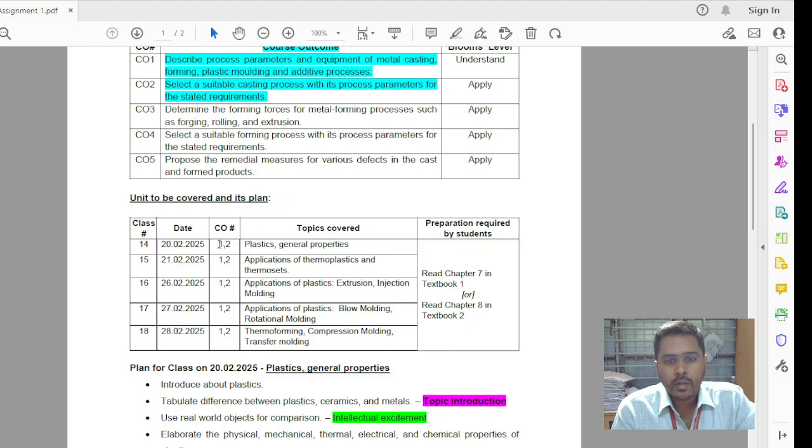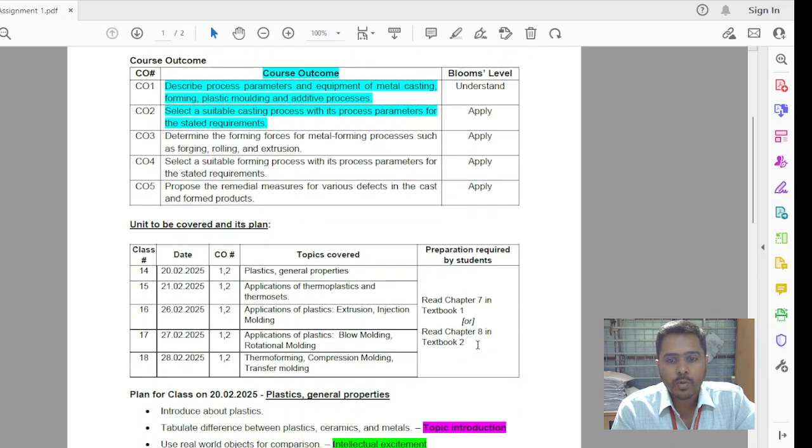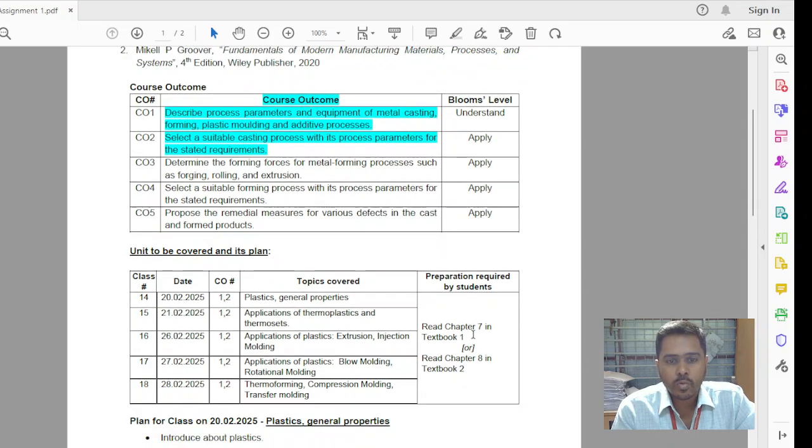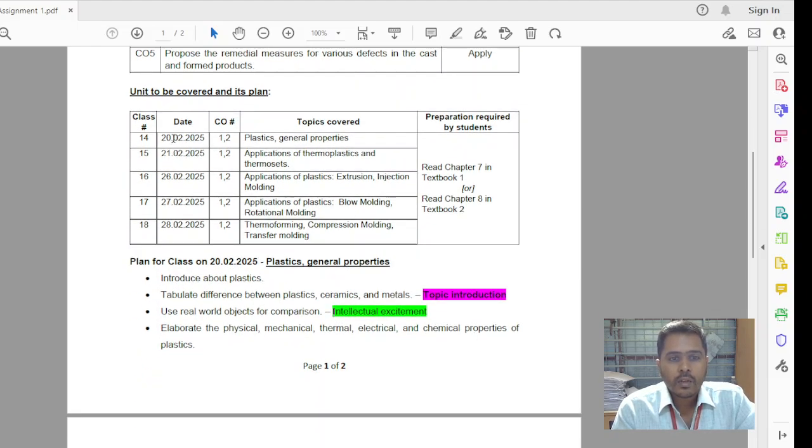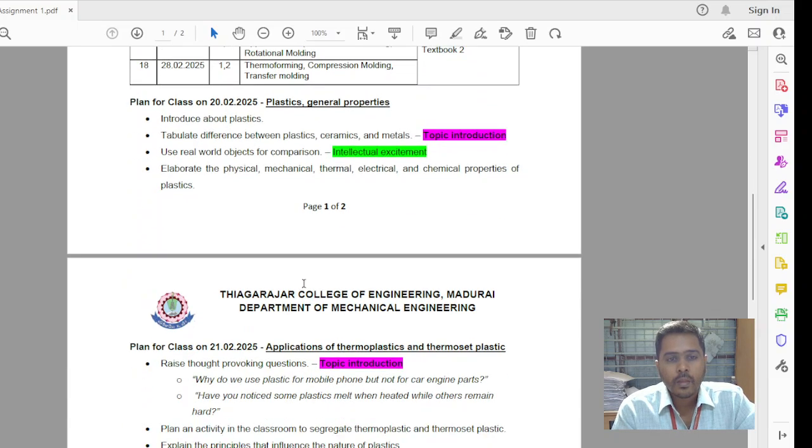In this unit plan I would suggest my students to read chapter 7 from textbook 1 or chapter 8 from textbook 2. They cover these two topics in general. And this is my course schedule. This is my 14th class, which I am expected to take tomorrow, and consecutive days I have marked, and they address course outcome 1 and 2 with these topics.